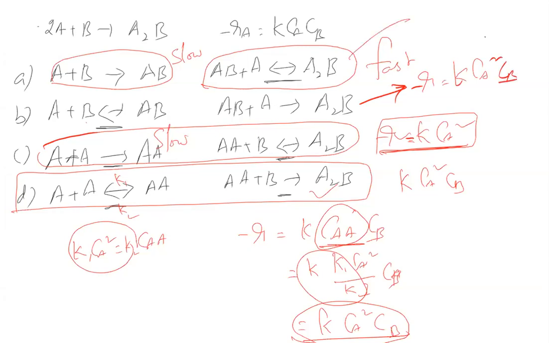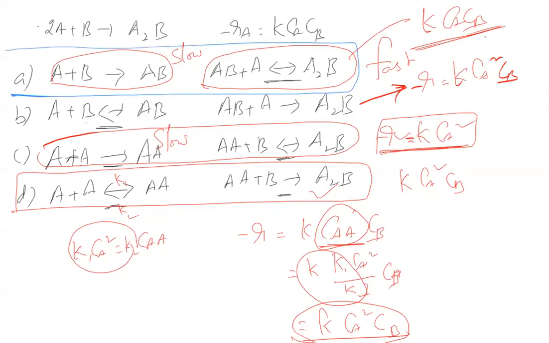If you follow this equation, what do you get as rate? It is the same, K CA square CB. If you follow the first one, then this is the slowest one, which is K CA CB. So the mechanism consistent with this one is B. Why is reversible fast? Since this is the slowest reaction, the other reaction will get enough time to reach reversibility. We have already discussed.